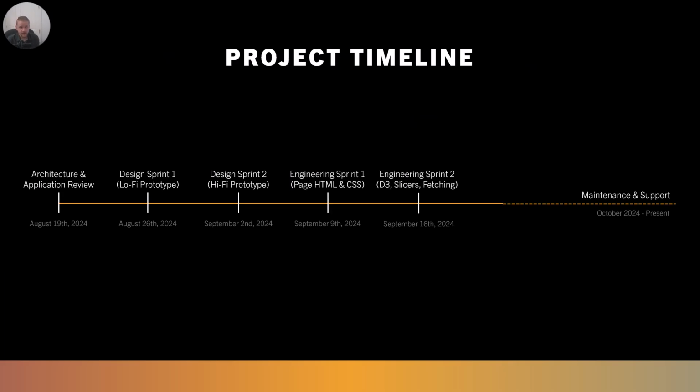Surprise of surprises, this project timeline follows the typical two-act structure between design and engineering, where I'm walking it all the way through. It starts with architecture and application review, producing a lot of the same deliverables I just put in front of you, and that started on August 19th. You'll notice that the project ends on September 16th, so that's roughly a month.